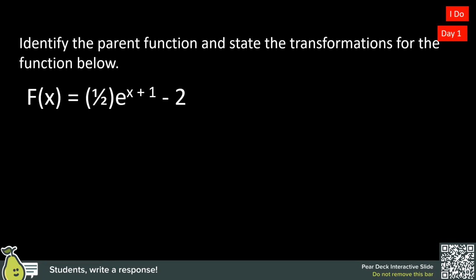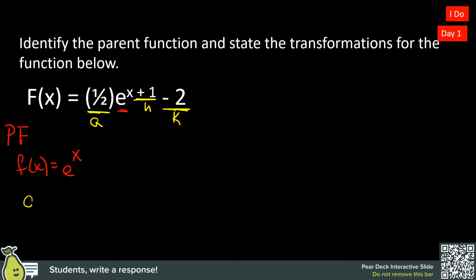So this question is saying to identify the parent function and state the transformations for the function below. So we have an exponential function, so my PF here, my parent function, is going to be f of x equals my base value, e to the x. And everything else that's here, this 1/2, this plus 1, and this minus 2, these are all going to be transformations. Well, this is my a, my h, and my k.